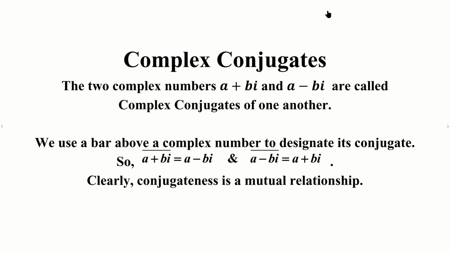All right, next we want to talk about complex conjugates. The two complex numbers a plus bi and a minus bi are called complex conjugates of one another. Notice they're pretty much identical, except in here these two are being added and here we have a subtraction, right? So we use a bar above a complex number to designate its conjugate. So the conjugate of a plus bi, that's how you read that, is equal to a minus bi, and the conjugate of a minus bi is a plus bi. Clearly, conjugateness is a mutual relationship.